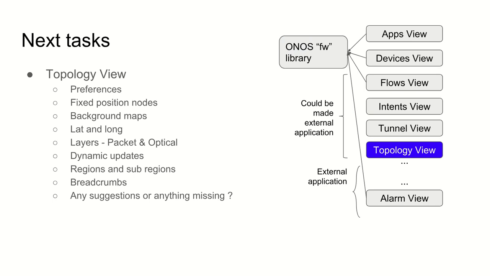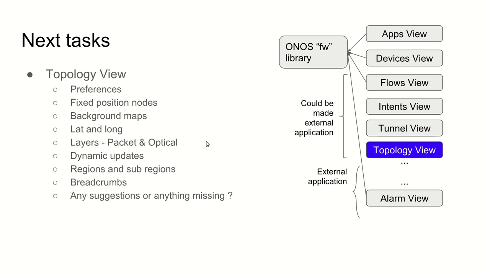And then just to say a brief word about the next tasks, so the preferences need to be done, and also fixing the position of nodes. So currently nodes are floating and they don't respect the position you drag them to. And then kind of hand in hand with that is supporting background maps and respecting the latitude and longitude of nodes or devices that have lat and long specified. Then there's the layers need to be added, packet and optical.